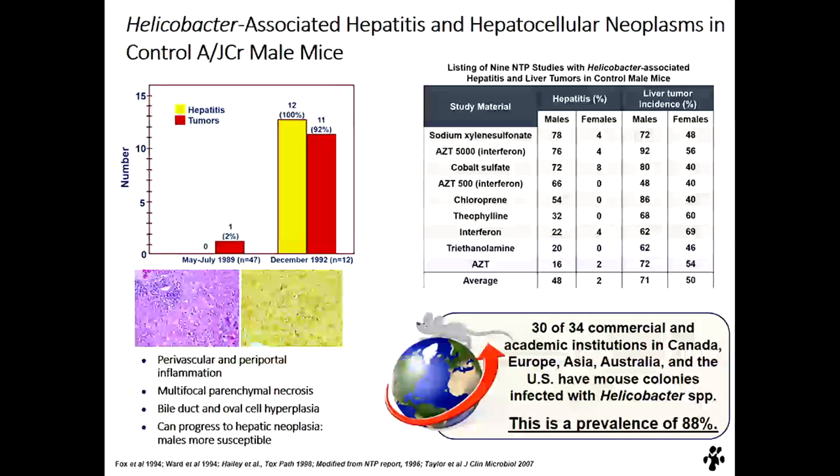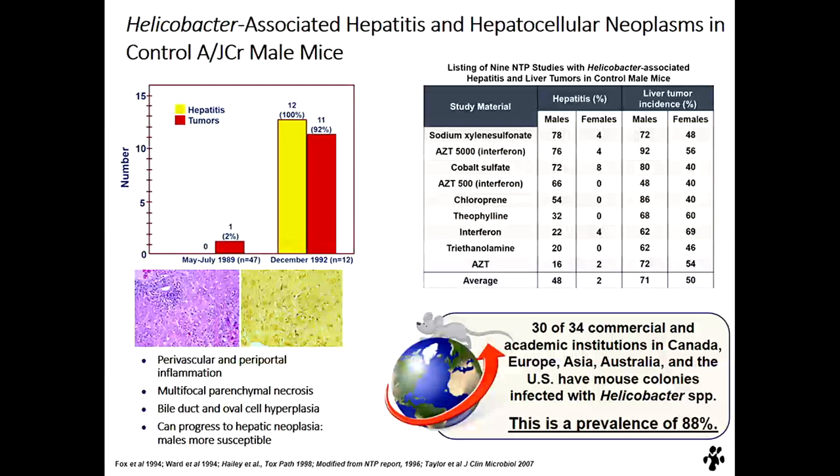But what happened is their control animals started developing 100% hepatitis and a very, very high percentage of hepatocellular carcinoma. So they shipped these animals to our laboratory, and because we were working on Helicobacter pylori, the human disease which causes peptic ulcer disease and gastric cancer, we had the facilities available to us to actually culture this new novel organism, which we subsequently named H. hepaticus.